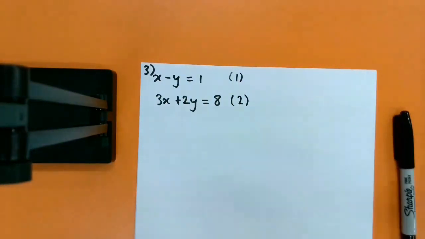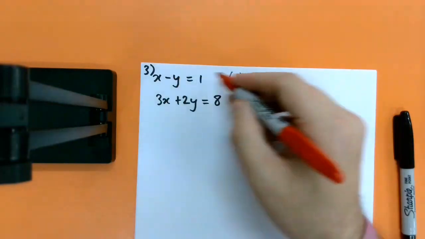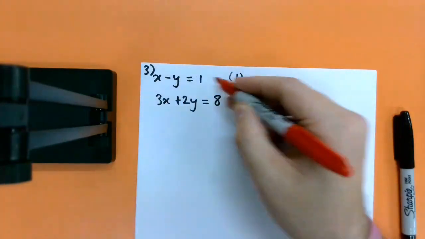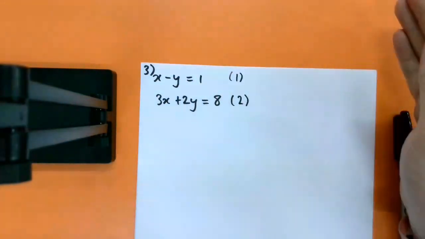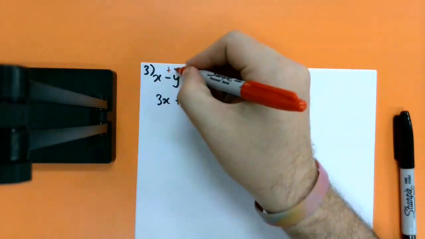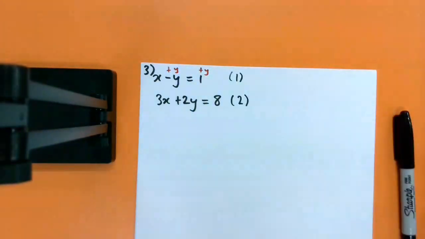So what I'm going to do is rearrange this first equation to have x equal to something. To do that, I need to add y to both sides.